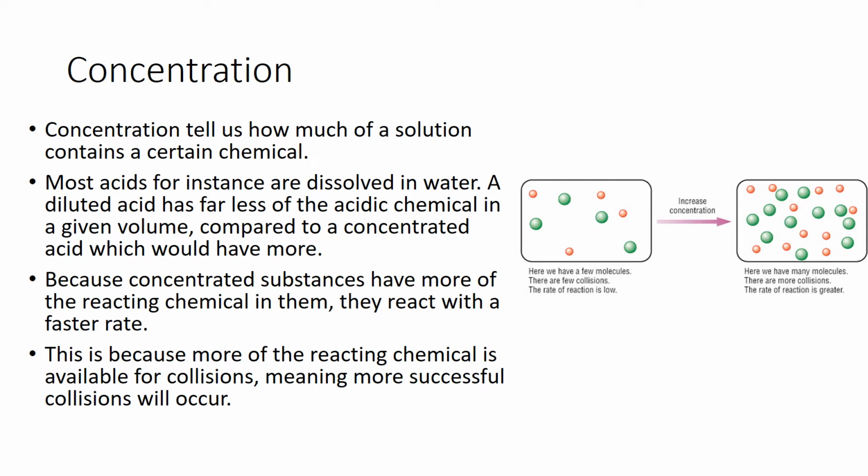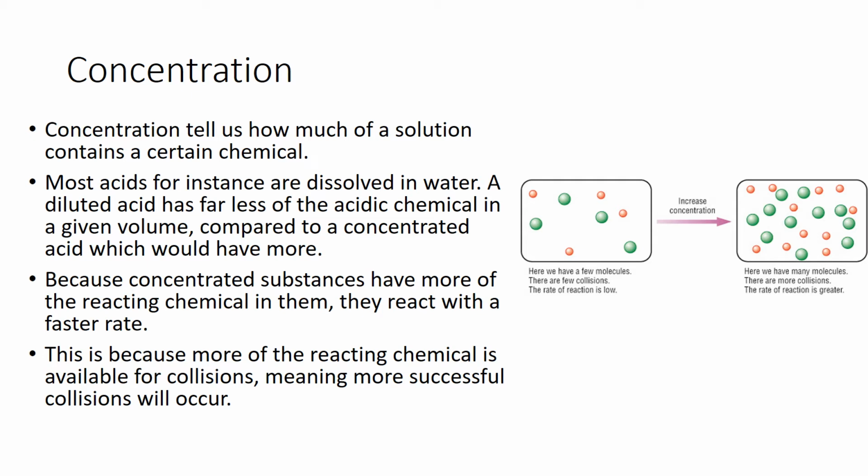So if you imagine you have 100 milliliters or 100 centimeters cubed of your acid, in a dilute acid there will be far less acid particles compared to 100 centimeters cubed of a concentrated acid. So just to give you a visual example of what that would look like, if you look at the diagram on the right, you can see in the left part of the diagram we have very few molecules, and if we imagine then that our green particles there are our acidic particles, we can see that there are less of them in that given space.